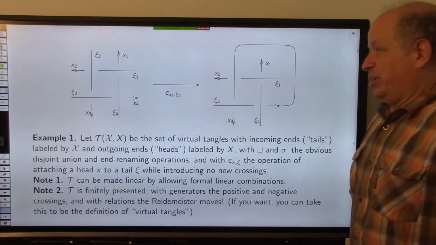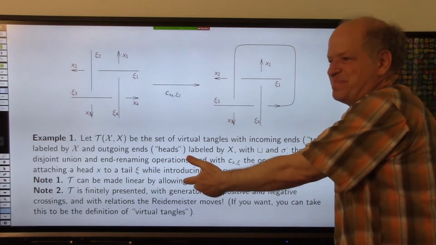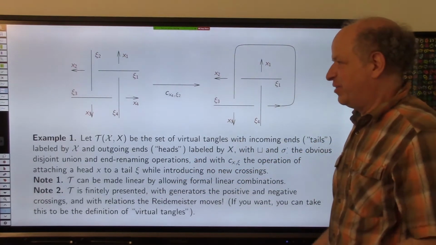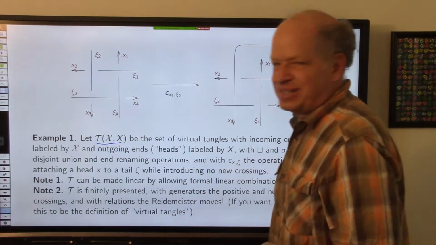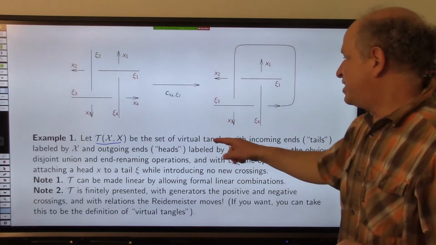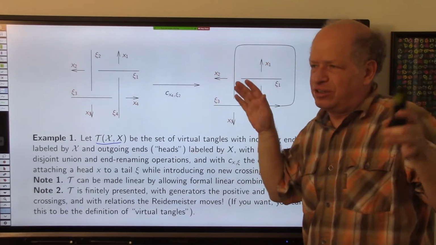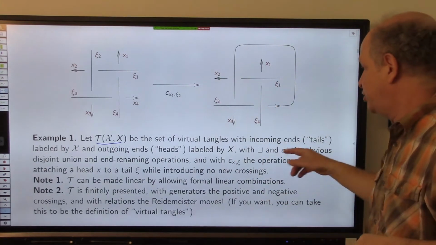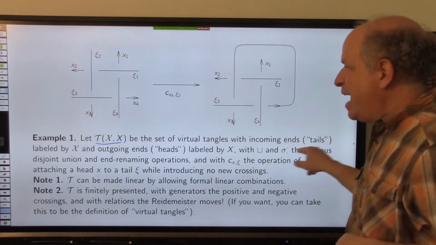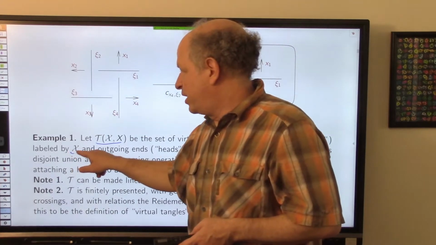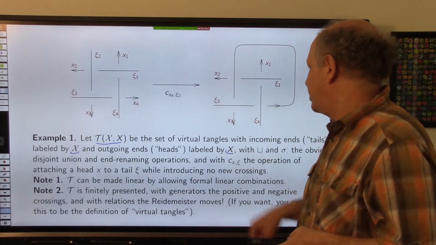Okay, so examples. Here is the example that motivates the subject. Let T of calligraphic x, x be the set of virtual tangles. Again, if you don't know what virtual means, forget it. Just ignore it, just say to yourself tangles, with incoming ends labeled by the calligraphic x, and with outgoing ends labeled by uppercase x.